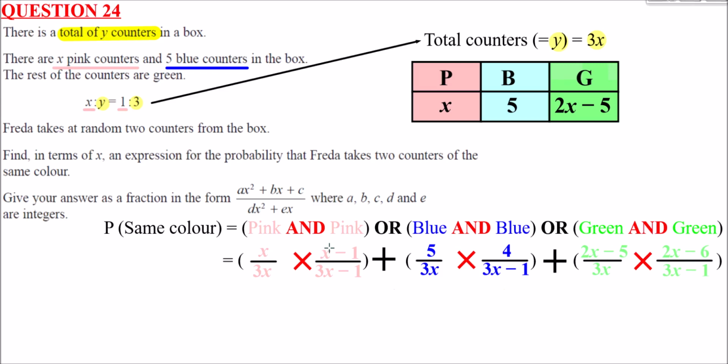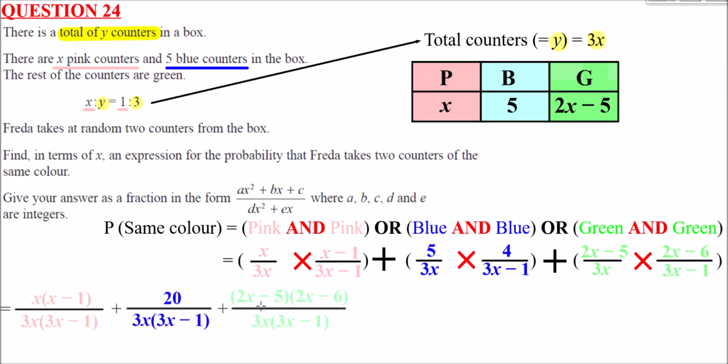So this is what we've got, which looks absolutely evil. But actually, if you look here, the denominators are repeating. So all of this is going to be over 3x multiplied by 3x minus 1. So the first bit, fraction times a fraction, we just times the tops and times the bottoms. So the first fraction set becomes x brackets x minus 1 all over 3x minus 1, and that denominator is the same for each. This new numerator, 5 times 4 is 20, and then this one over here, 2x minus 5 multiplied by 2x minus 6.